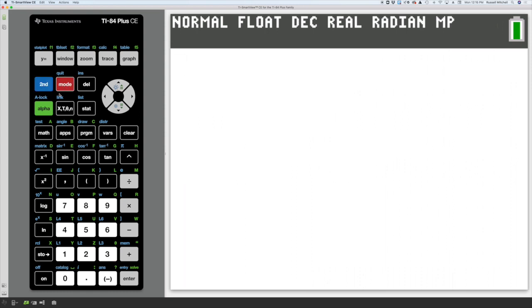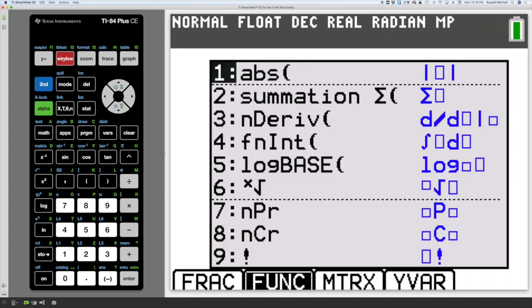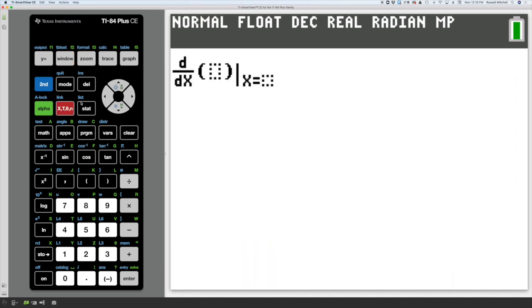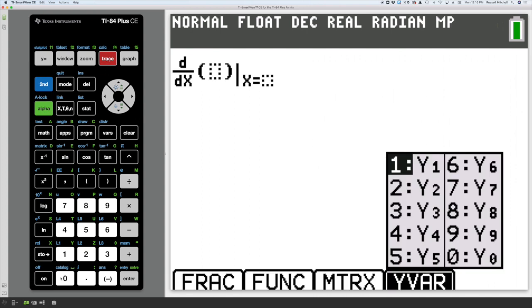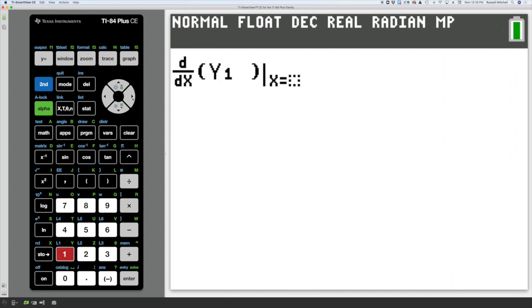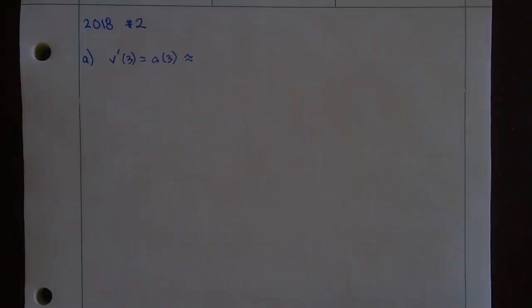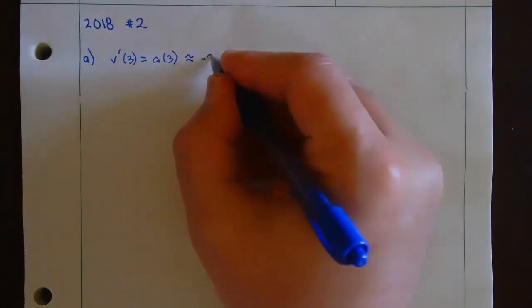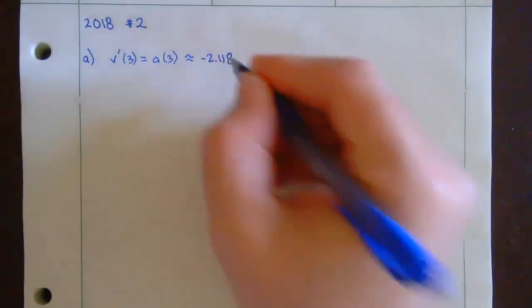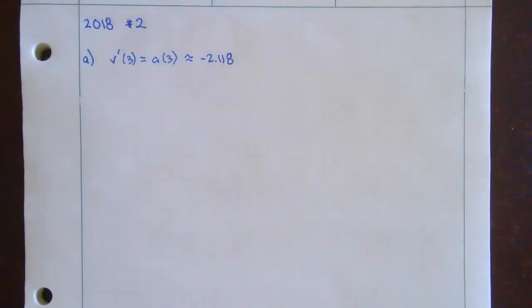Okay, and then back on our home screen, we'll press alpha window, because we want the derivative, so number 3, and take the derivative with respect to x of our velocity function, which was stored in y1, and we want to do this at 3. Okay, so we get an answer of -2.118. Let's go back and let's record that on our paper. So we record this as -2.118. Okay, and then let's go to part B.